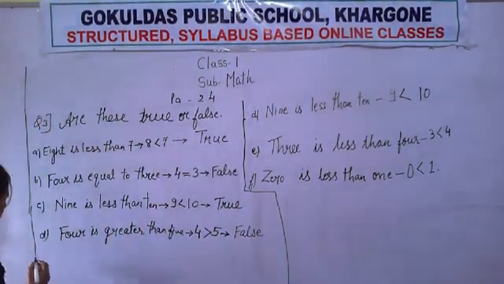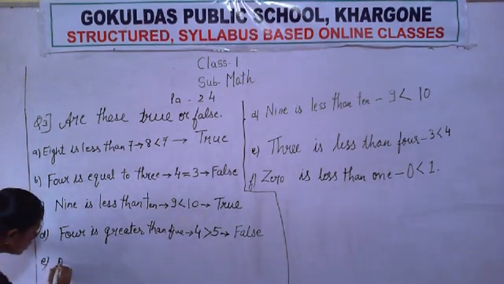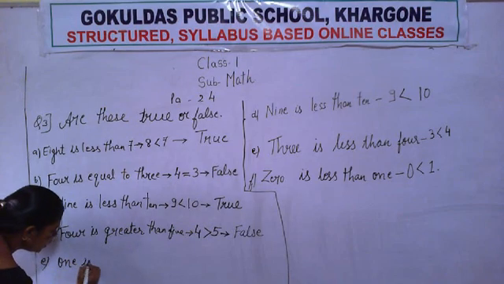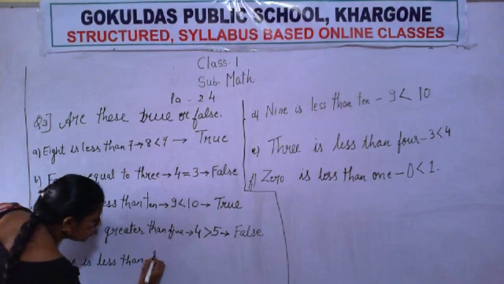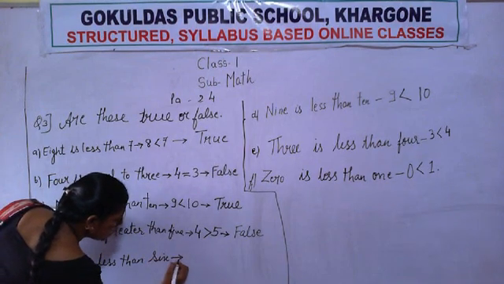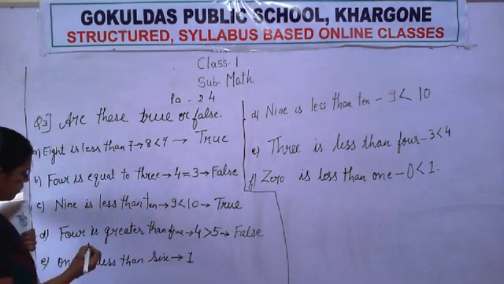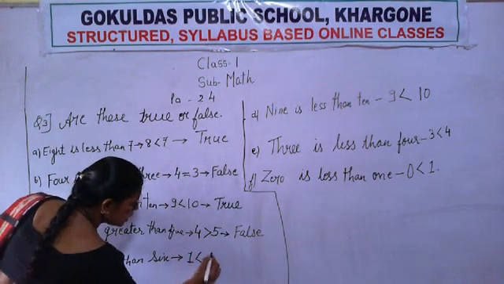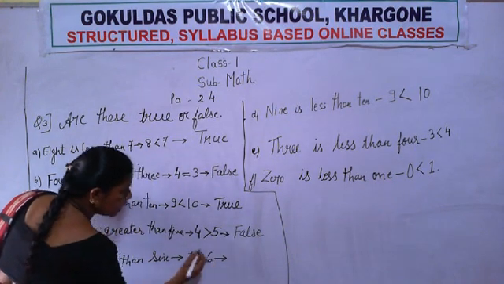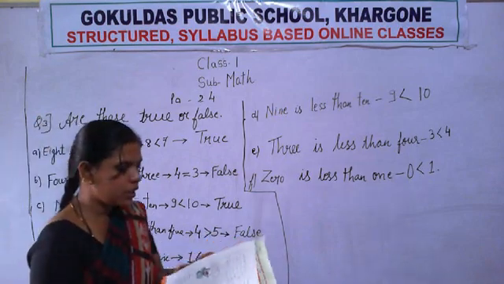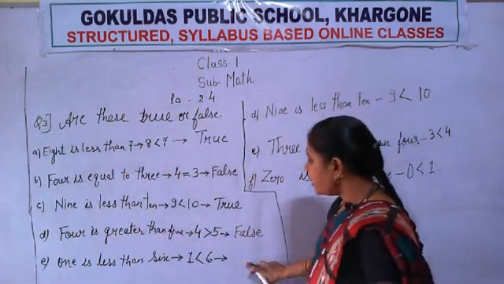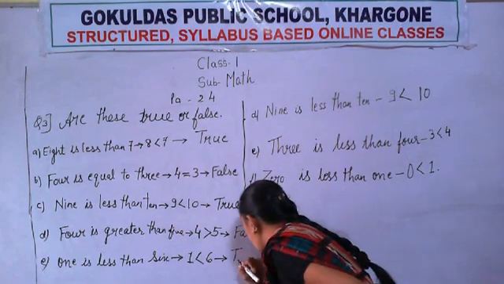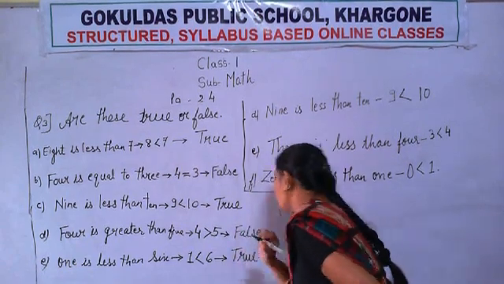Now the last, E. 1 is less than 6. First convert it into numeric form and symbol form. 1 is less than 6. Is 1 smaller than 6? Yes or no? Yes. That means the statement given here is true. So write here true.